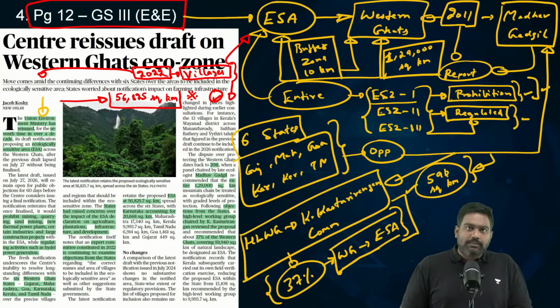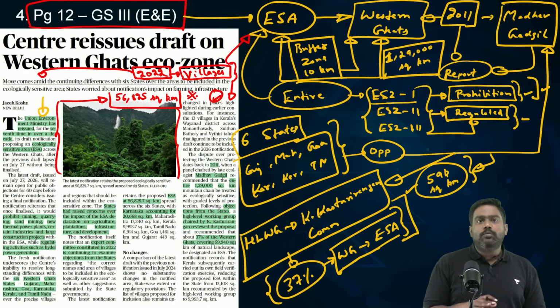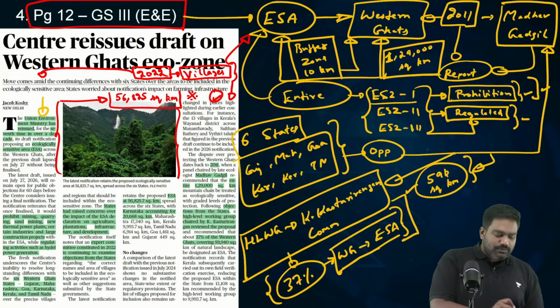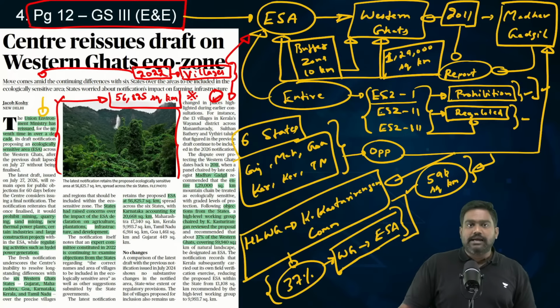But would it be allowed to happen? That's something we have to wait and watch. Because in the past, all 6 notifications have been withdrawn because of heavy opposition coming from the state governments. Because see, they do have a genuine concern. Such large-scale restrictions could cripple economic activities.